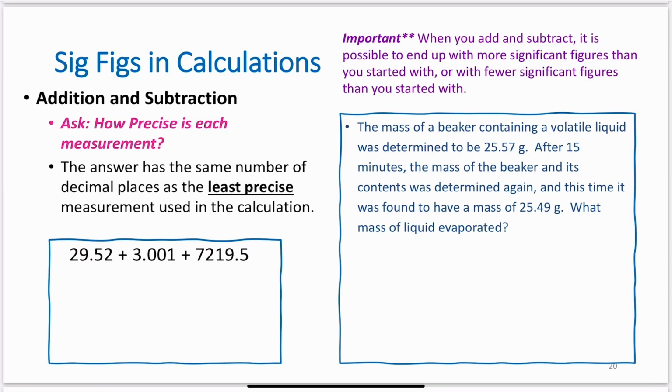The answer of your calculation has the same number of decimal places as the least precise measurement used in the calculation. Basically, we can't make something more precise than our least precise measuring device. If I'm using a yardstick to measure the distance of something, I can't then come in and say, this is only 3 inches away, because I'm measuring with a yardstick, okay? I can't make my final calculations more precise than my least precise measurement.